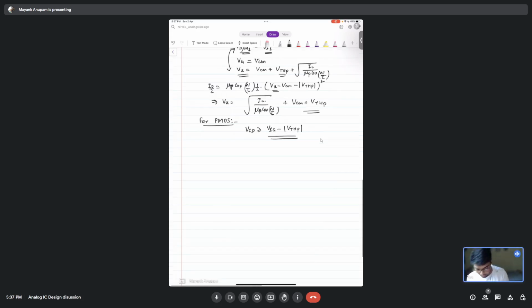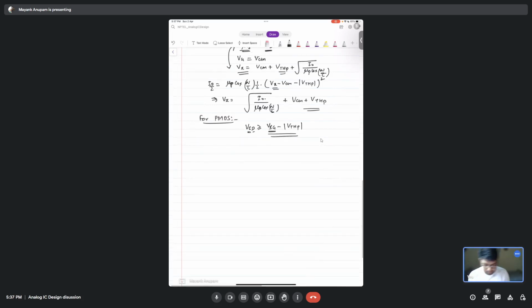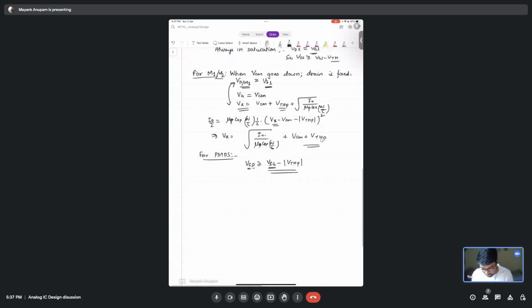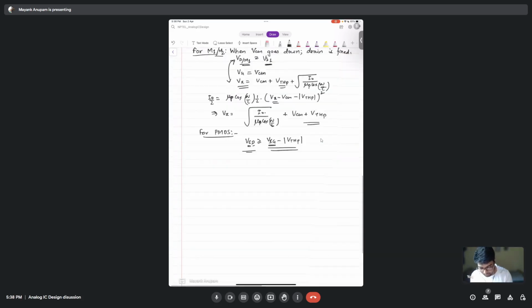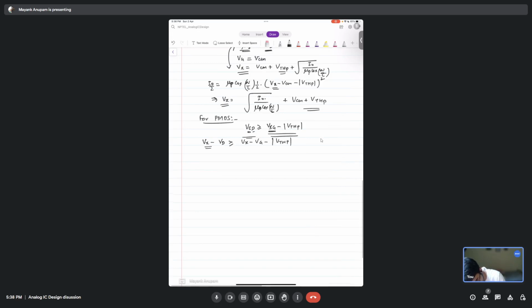Now clearly, VS is decreasing, VD is constant, and VSG is again a constant, right? So that you can now find the relation for M1 and M2. VS is equal to Vx, right? So Vx minus VD should be greater than what? VSG, which is Vx minus VG minus modulus of VTHP. Correct? What is Vx?